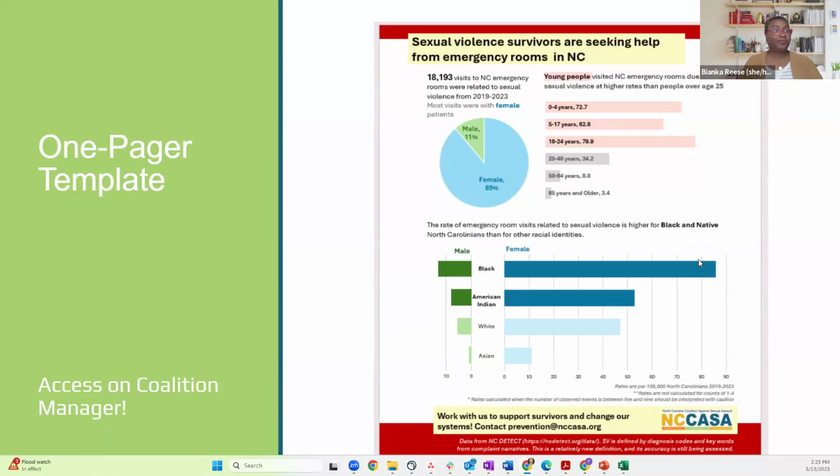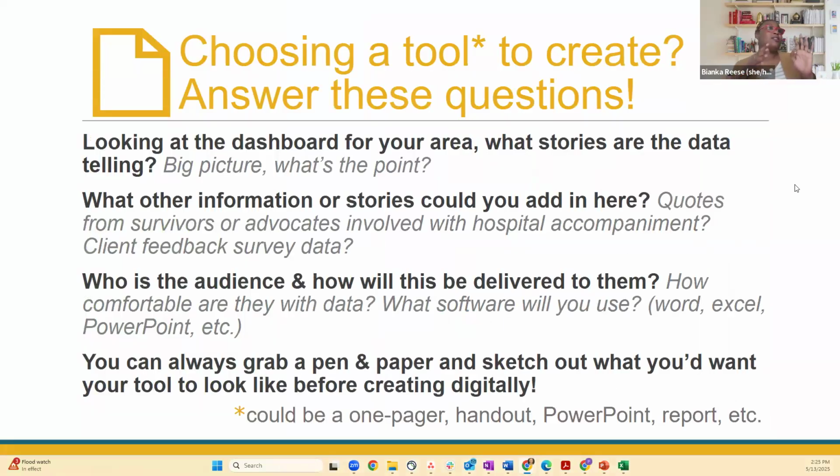All right. When you're choosing a tool to create, you want to ask yourself these questions. Look at the data dashboard for your area. What stories are the data telling you? We've gone through all of the different stories that you're seeing. I keep bringing up Teresa, sorry, because you spoke up, but your example of identifying with males and reaching males was an important data point that emerged for you. So looking at the big dashboard for your area, what stories is it telling you?